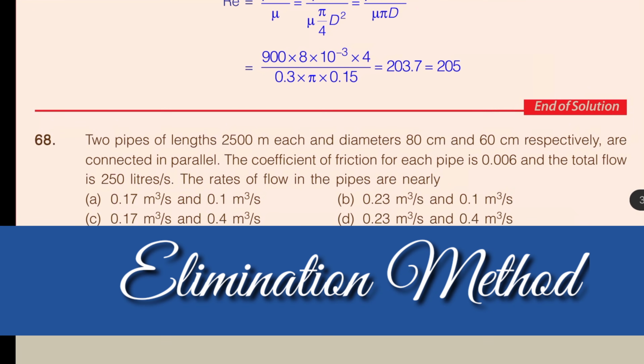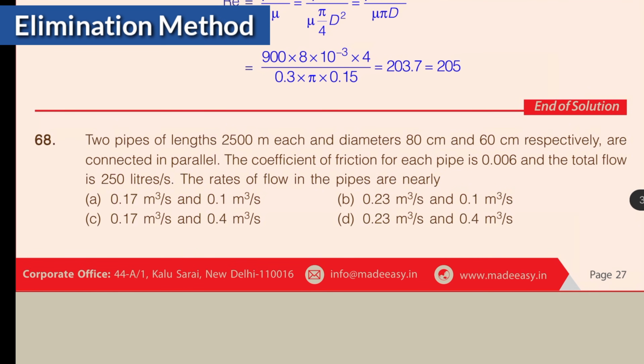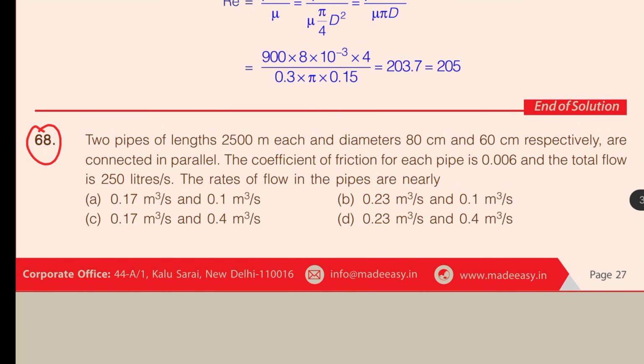Well, for the elimination method, we are going to start with question number 68, and I am assuming that you know the concept and you will get the equations. So I will right away start with the calculation part. In this question, we need to calculate values of Q1 and Q2, and the two equations that we need to solve are Q1 plus Q2 is equal to 0.25 and Q1 square divided by 0.8 raised to power 5 is equal to Q2 square divided by 0.6 raised to power 5.